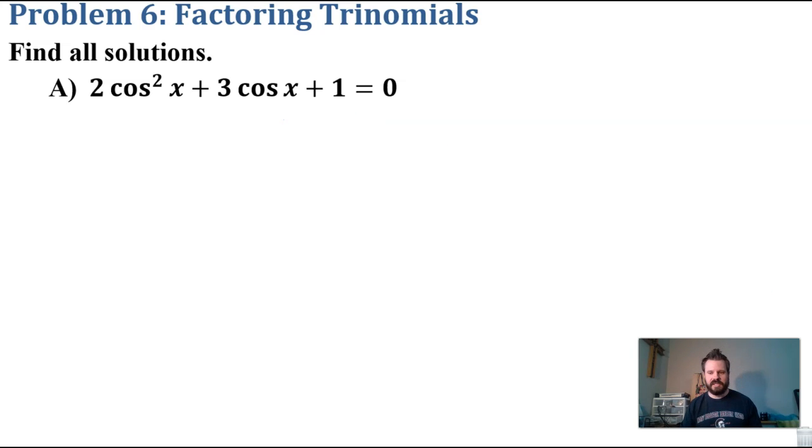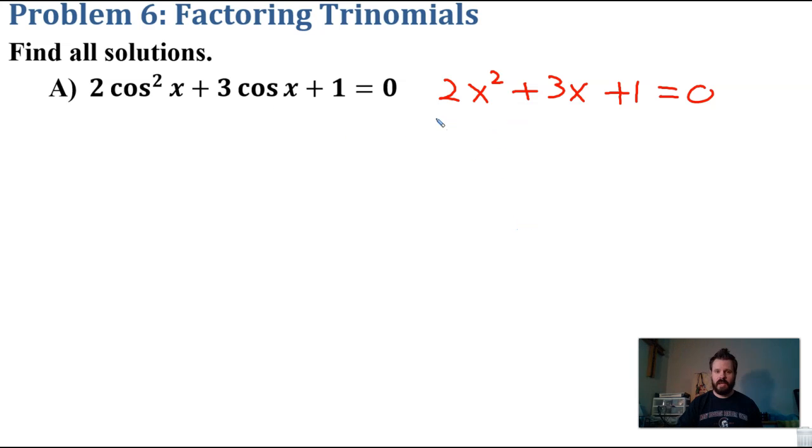And hopefully when you see this, it's looking kind of like a familiar pattern. I'm going to say this is going to factor the same as 2x squared plus 3x plus 1 equals 0. Notice if I replace the cosines with just an x, I've got basically equivalent expressions. We all know how to factor this. We could say 2x, x. I suppose these both have to be 1s, and both positive. Yep, pretty simple.